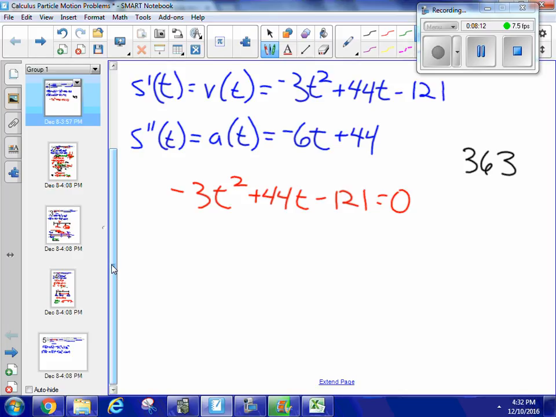And I start looking for factors of 363. Well, of course, I have 1 and 363, and that's not going to work. And no multiple of 2 is going to work because it's an odd number. 3 is going to work, so I have 3 and 121. That's not going to get me 44. 4 is not going to work. 5 is not going to work. 6 is not going to work. 7 is not going to work. 8 is not going to work.